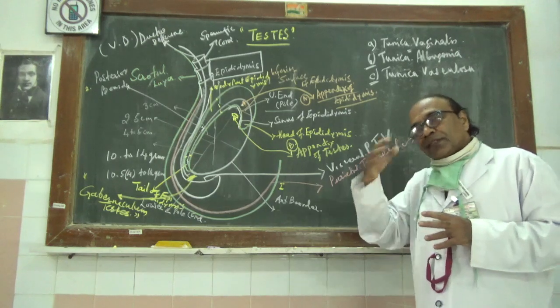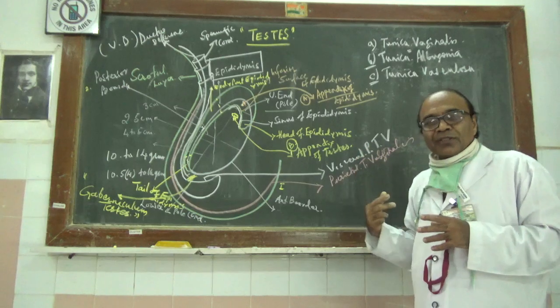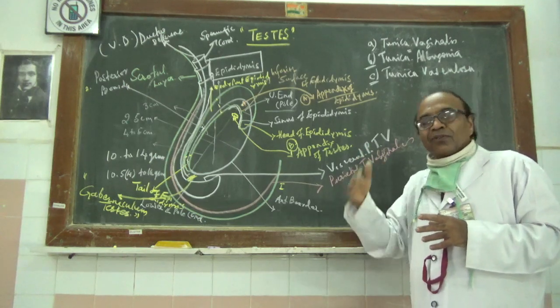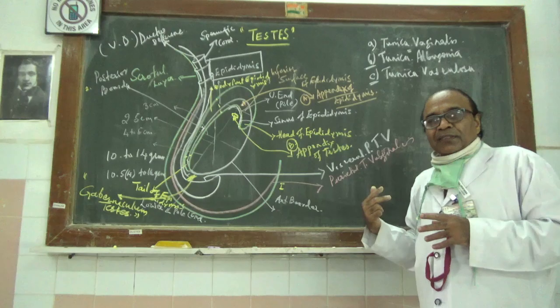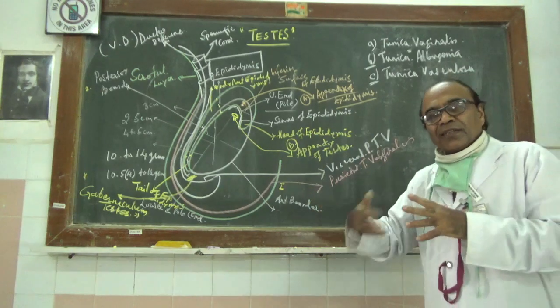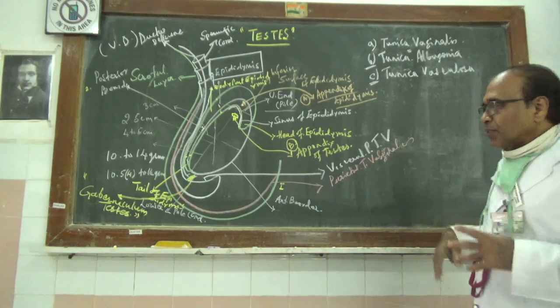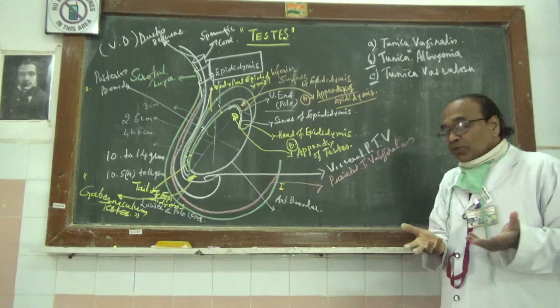Previously, in its embryological or developmental phase, in the fetus, these testes are said to be abdominal organs. But as time goes on, they come into the scrotal bag after the descent. Now you should know how to determine the side.